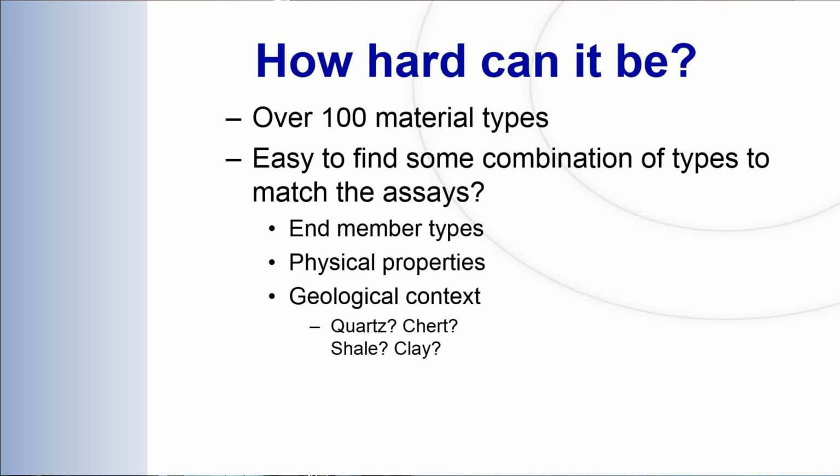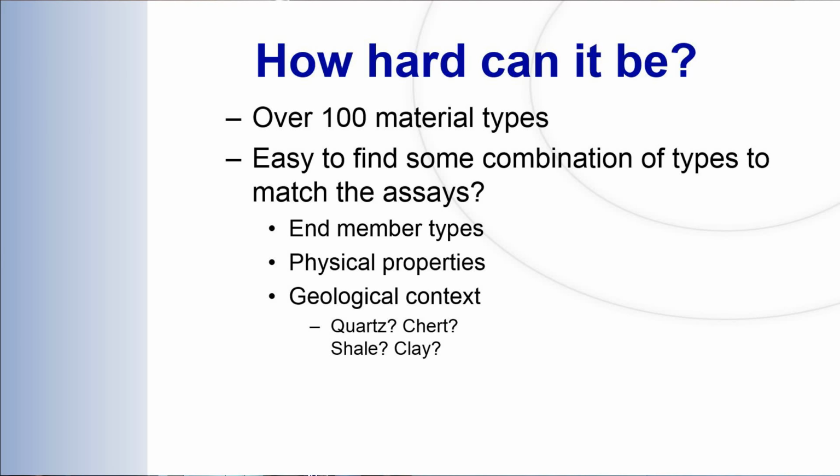The material type classification scheme has over 100 material types. You would think that given such a wide range of chemical and physical attributes, there's got to be some combination of these types, with so many possibilities, that you could quite easily find some percentage of a subset of these types to match the assays. But obviously there's a lot of constraints, so geologically it has to make sense.